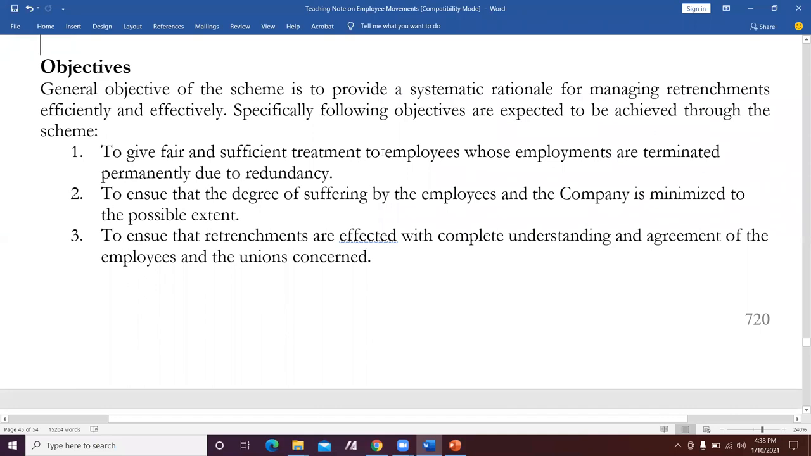To give fair and sufficient treatment to employees whose employments are terminated permanently due to redundancy. Because normally I can teach in this way, relatively in an easy way, and you can learn in an easy way. But when we do retrenchment practically, it's a very depleting, unpleasant thing. There is a high tendency of having problems, conflicts, disappointments, legal cases, even bribes, political influences, personal influences, internal political influences, even national political influences are possible.